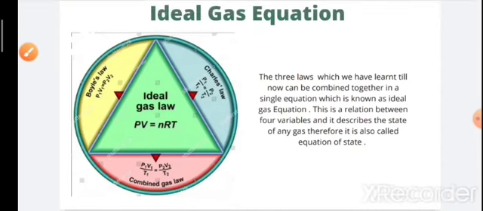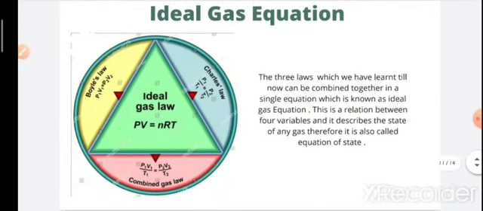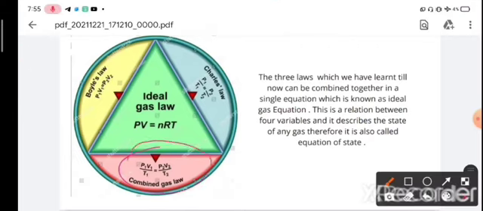The three laws which we have learned till now can be combined together in a single equation which is known as the ideal gas equation. This is a relation between four variables and it describes the state of any gas, therefore it is also called the equation of state. Now let us go back to the ideal gas equation. This is a relationship for a simultaneous variation of the variables. If the temperature, volume and pressure of a fixed amount of gas vary from T1, V1 and P1 to T2, V2 and P2, then we can write this equation, the combined gas law.